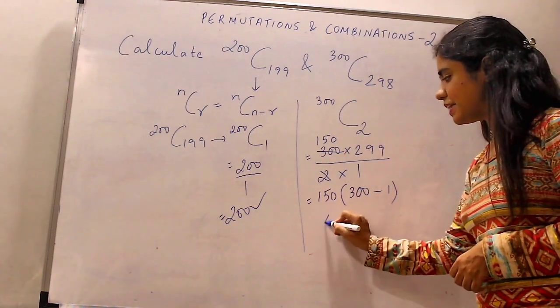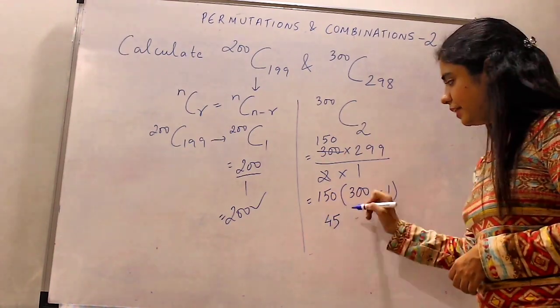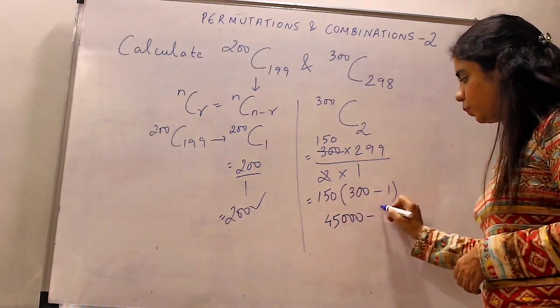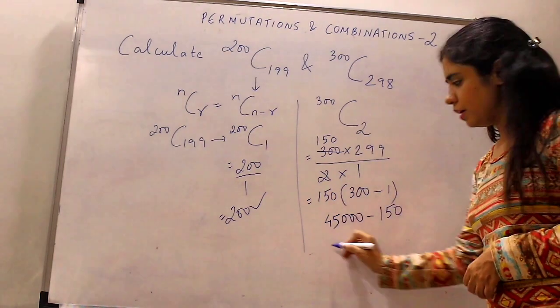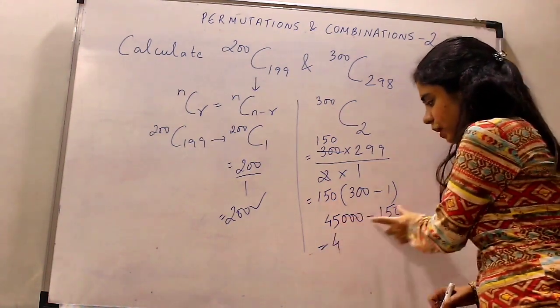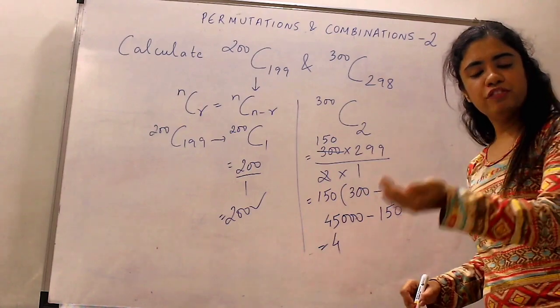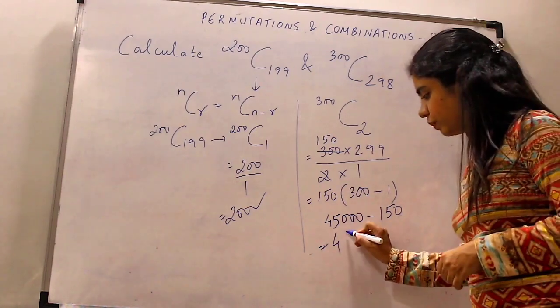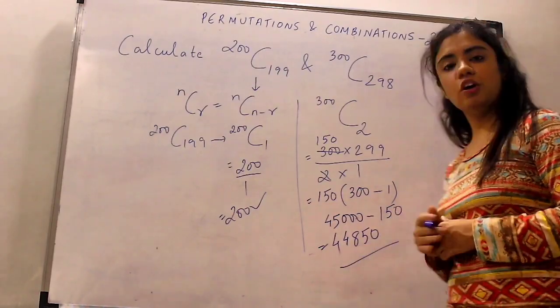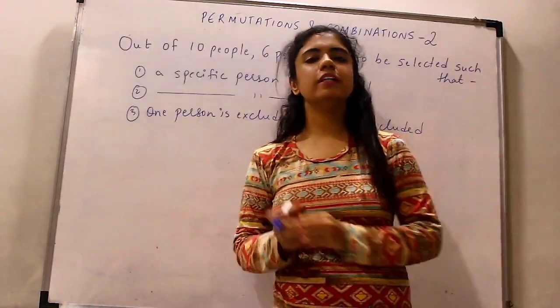Because 15 threes is 45. There are 3 zeros, so I'll put 3 zeros. Minus 150 into 1 is 150. Now what happens is, I'll write 4 as it is. What is 5000 minus 150? 5000 minus 150 will be 4850. So this becomes your answer. Now let's look at the next question.